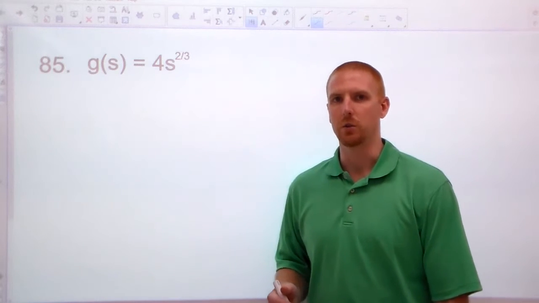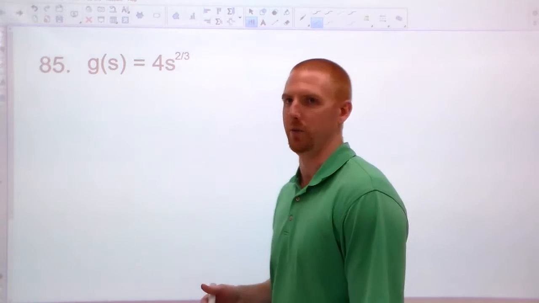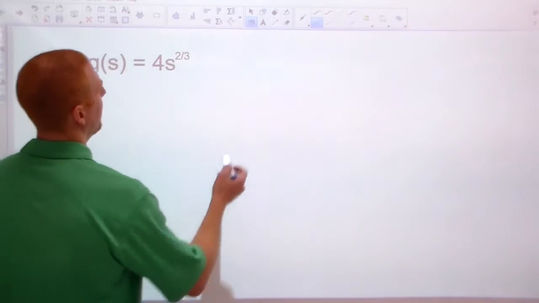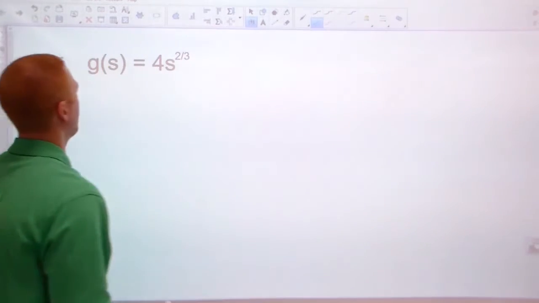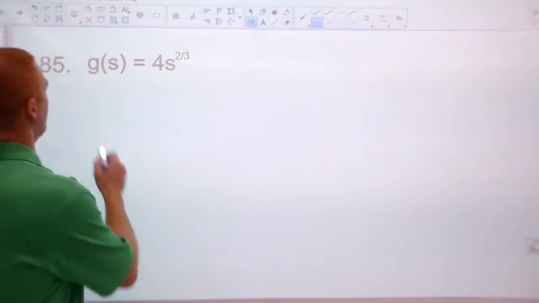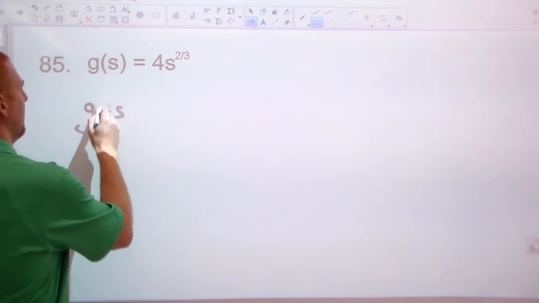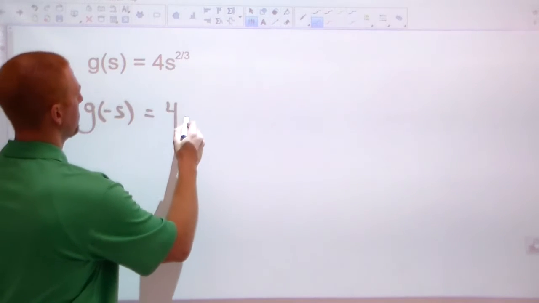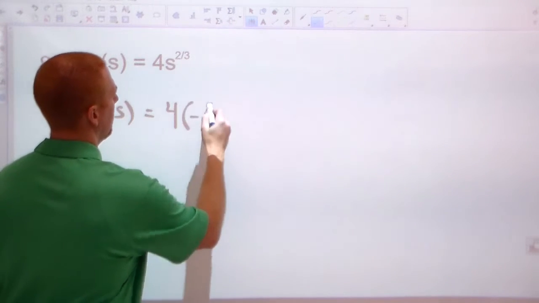So for 85, it's sort of a strange function because we've got an input variable of s, which is a little different. Usually we use x or t, but it could happen, I suppose. But the main thing is going to be what happens when we put in the negative version of that input. What do we get out? So let's try that process.